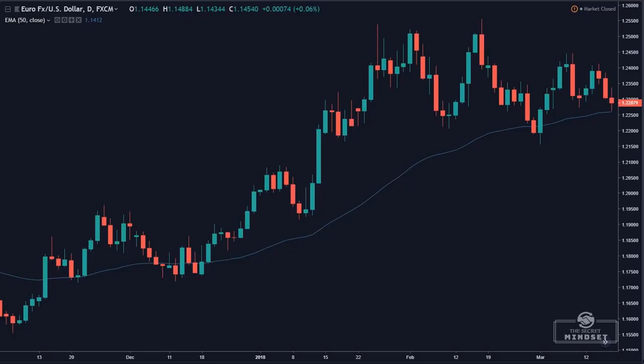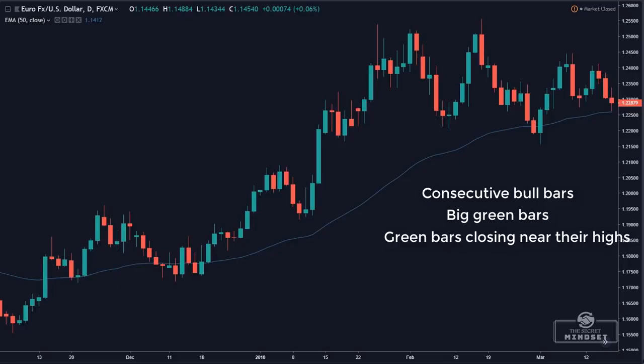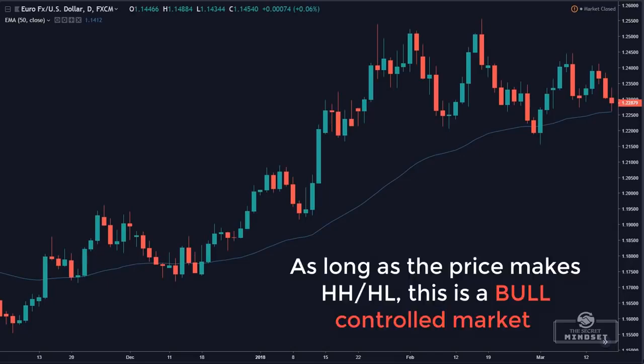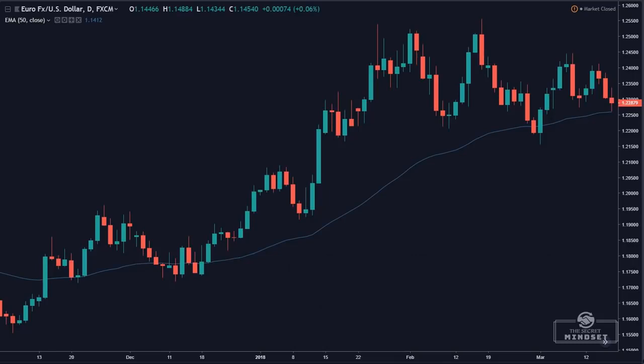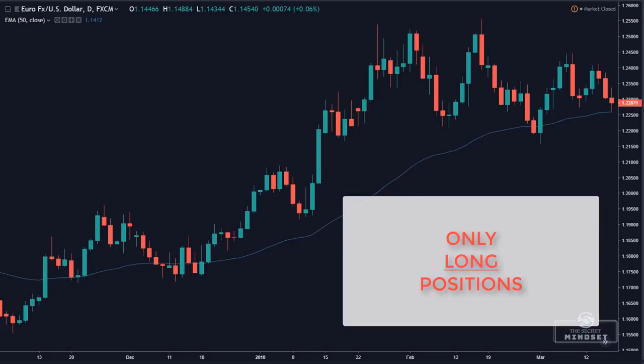We see consecutive bull bars, big body candles, green bars closing near day highs, wicks below the bars, and green bars becoming bigger. As long as the price continues to record higher highs and higher lows, this should be considered a bull control market, and the only trading scenario will involve buying positions. So only long positions during this kind of price action.